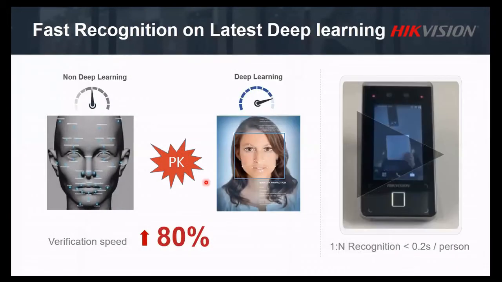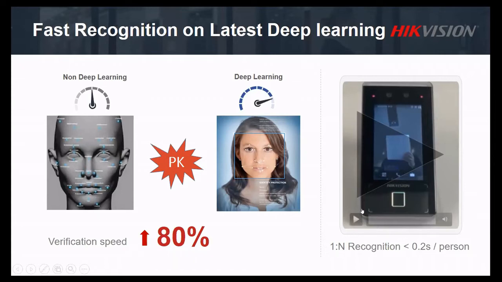Now, if we look at facial recognition with the latest deep learning technology that we've got built in, this ups the accuracy by about 80%. So it's 80% more accurate using deep learning technology. I'm going to quickly show you a little video, and you'll see here that the recognition rate is less than 0.2 seconds per person. So let me quickly show you this video.